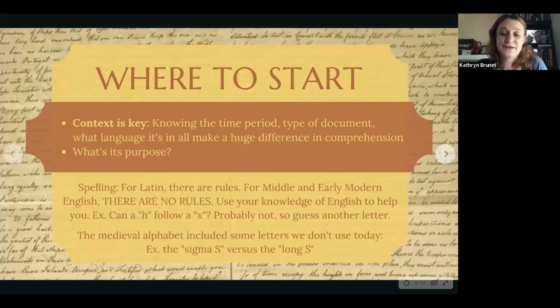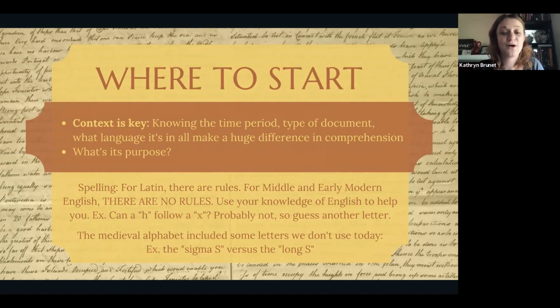So when you encounter a historical document you would like to read or transcribe, context is very important. What time period and location is it from? Who wrote it? What kind of document is it? What language is it in? What is the purpose of it? All of these questions are really good ways to learn about the background of your document. And this information can help you identify the script style, materials used to make the document, and its place in history. So we should talk a little about spelling.